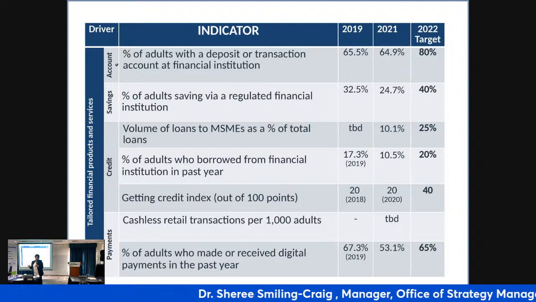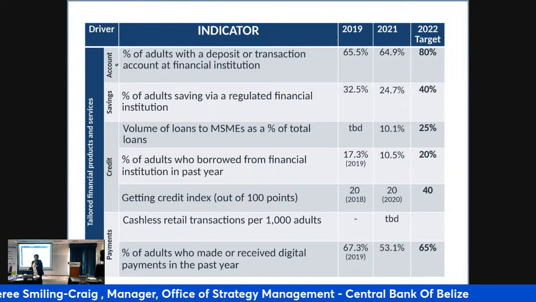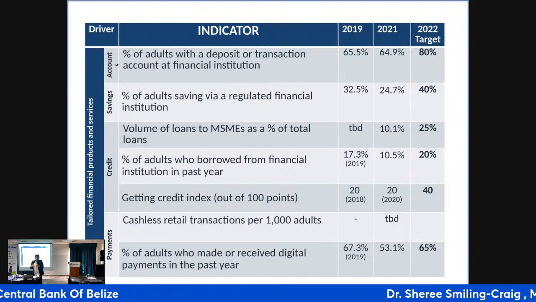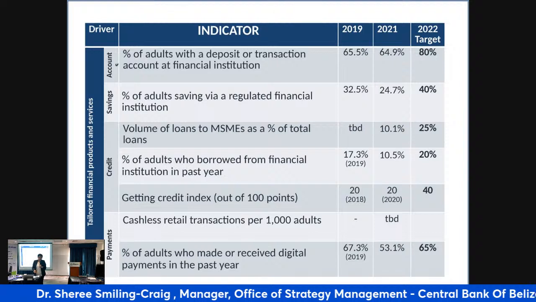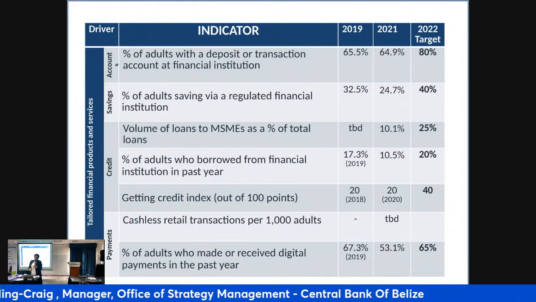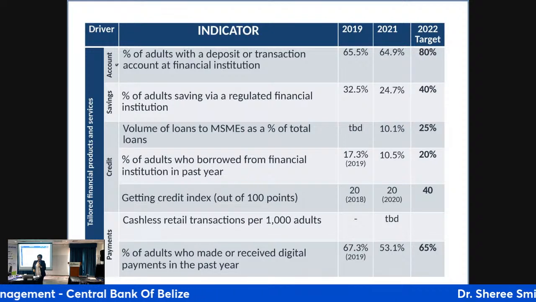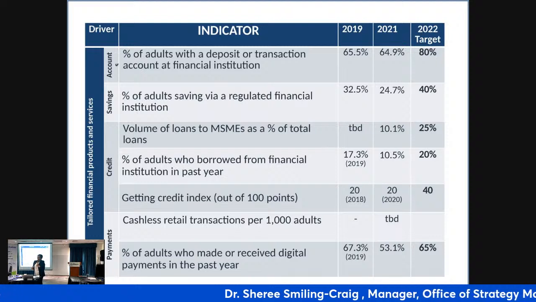In 2019, it was at 17.3, and then we saw in 2021 it went down to 10.5. But clearly, COVID again, people were scared to borrow. Getting credit, we need that index to go up to 40, and of course that aligns with our credit reporting system that we hope will come on stream within the next year or so. We haven't really established a target for the cashless retail transactions. We're watching the market, collecting data to establish a target for that.